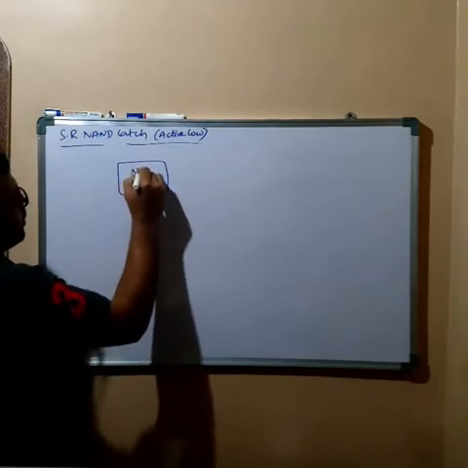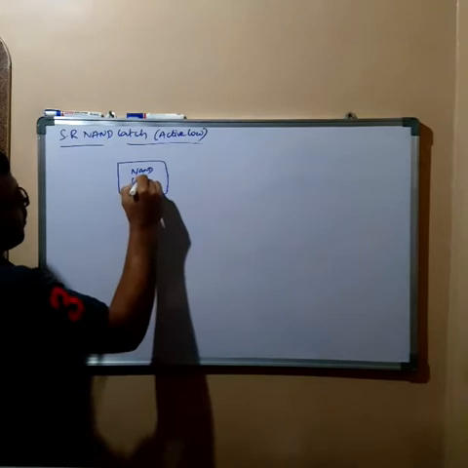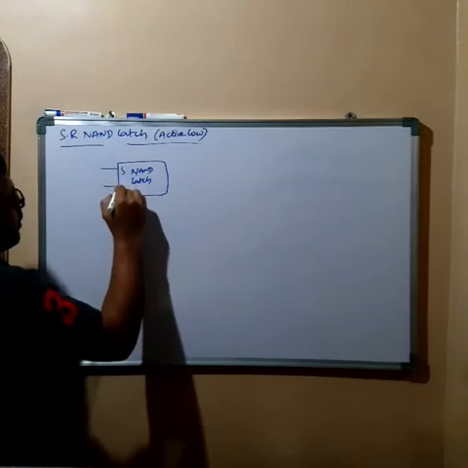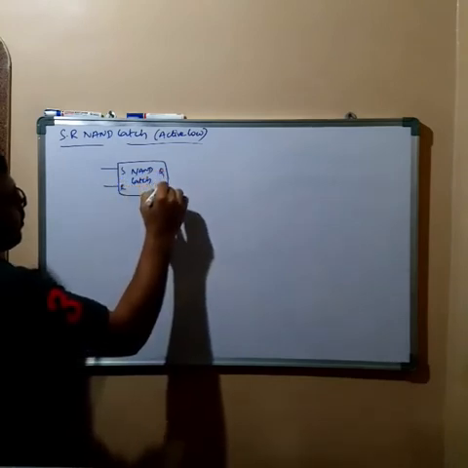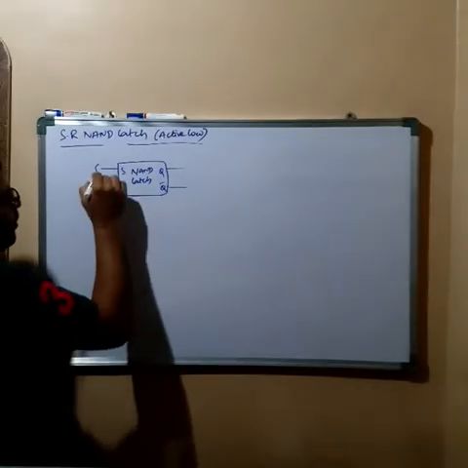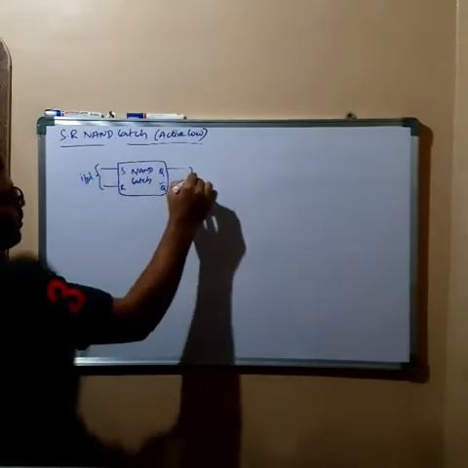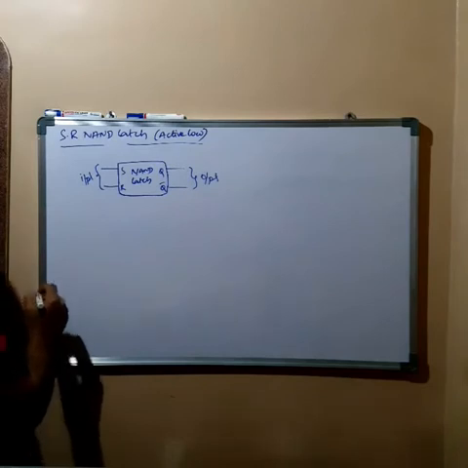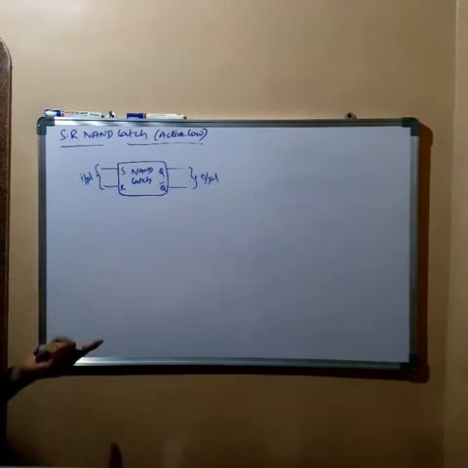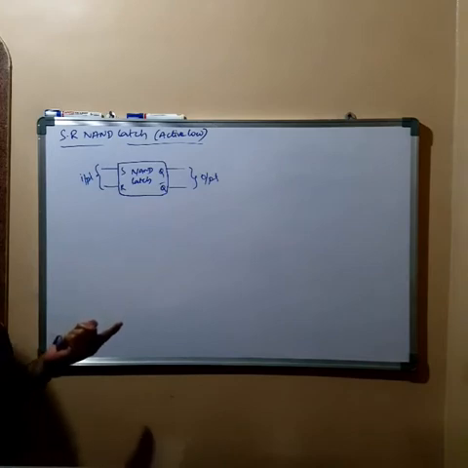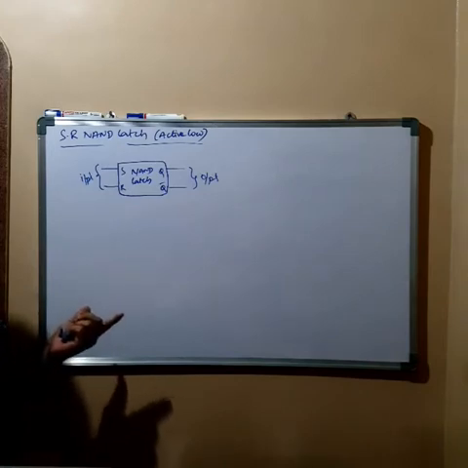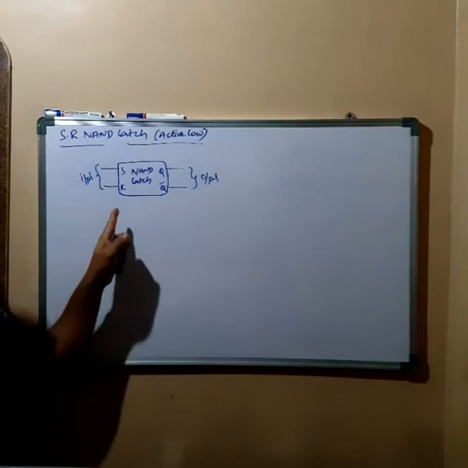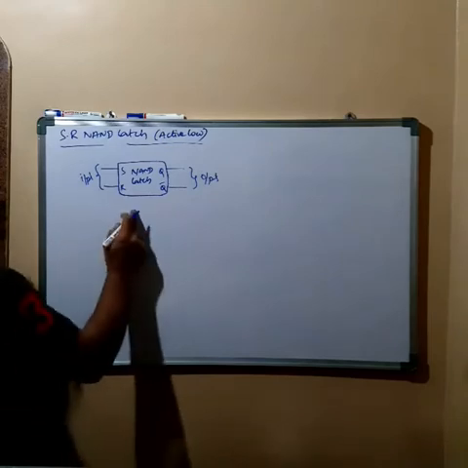If you look at the logic diagram, that is the block diagram, it has two inputs, S, R, and outputs Q, Q bar: two outputs, a true output and a complemented output. So in theory you can write that it has two inputs which are active low, and two outputs, true output and complemented output. This is the block diagram.